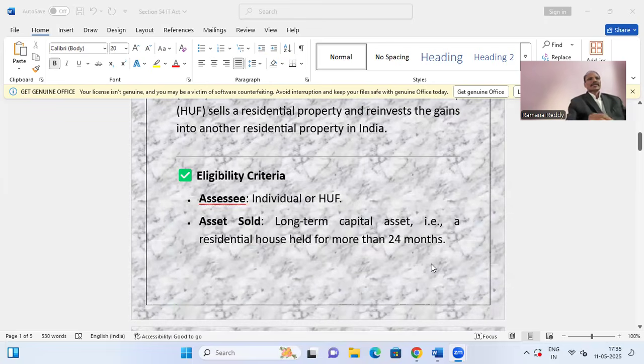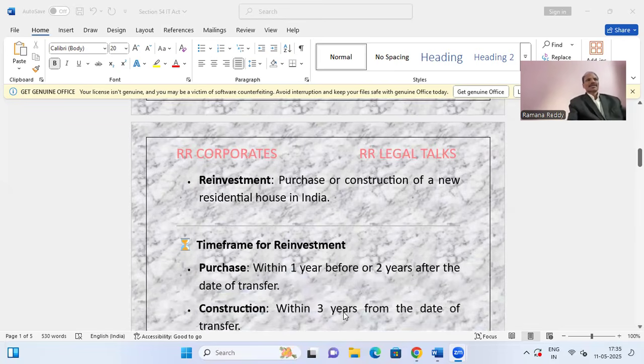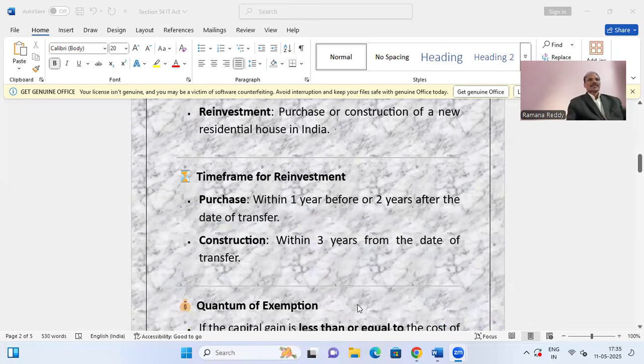So the eligibility criteria. The assessee: either an individual or HUF. Asset sold: a long-term capital asset, that is a residential house held for more than 24 months. Reinvestment: purchase or construction of a new residential house in India. Time frame for reinvestment: if it is a purchase, within 1 year before or 2 years after the transfer. If it is a construction, within 3 years from the date of transfer.